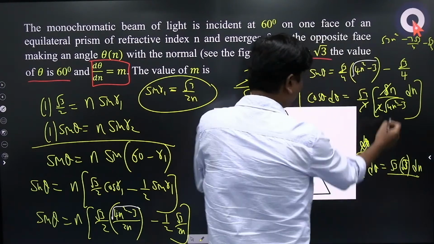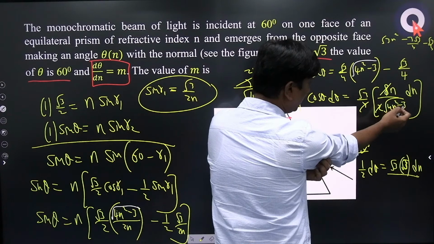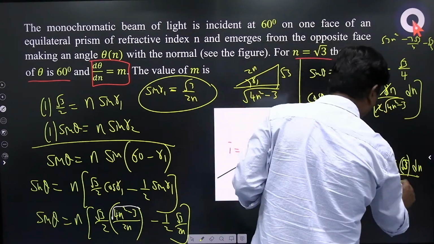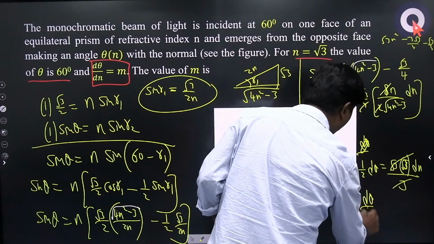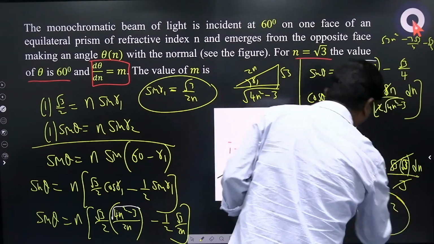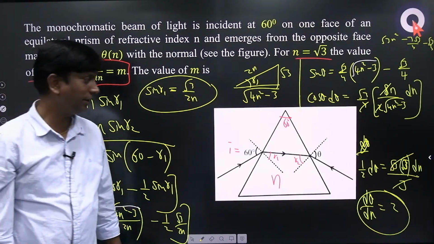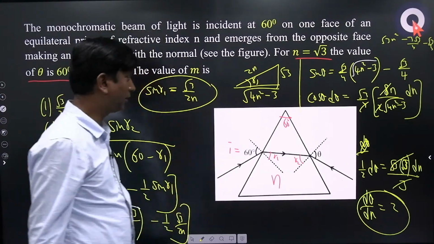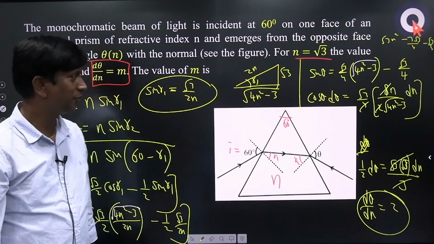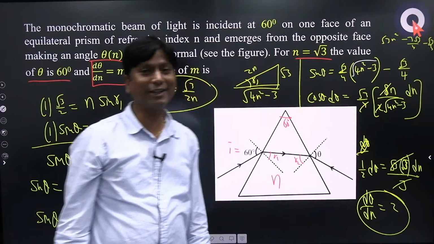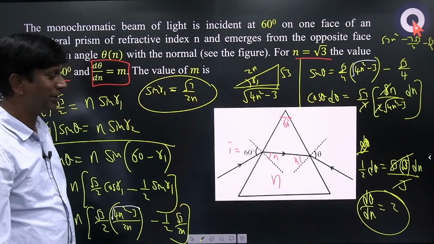So n is root 3, no? So root 3 whole square is 3. 4 threes are 12. 12 minus 3 is 9. Root 9 is 3. So root 3 into 3 cancels. So d theta by dn is equal to 2. So d theta by dn you are going to get exactly 2. Okay, so please make that correction. Here that root was missed. If you would not take that, you would get d theta by dn as 12. But actually the answer is d theta by dn is 2.